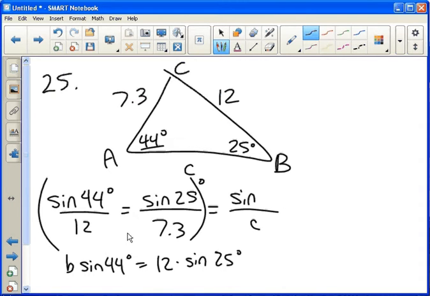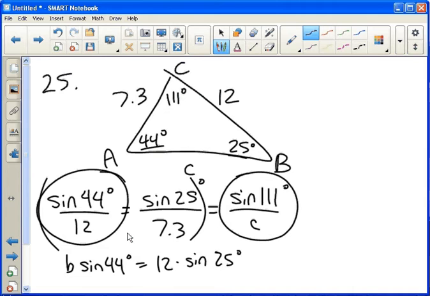So now I can cross multiply with this one. I'm going to choose this one and this one to cross multiply with, just because it'll be more exact, because I had to round to get that 7.3 number. So I'll get 12 times sine of 111 equals C times sine of 44 degrees. So just divide both sides by sine of 44. Plug all that in your calculator, and you should get C equals 16.13.